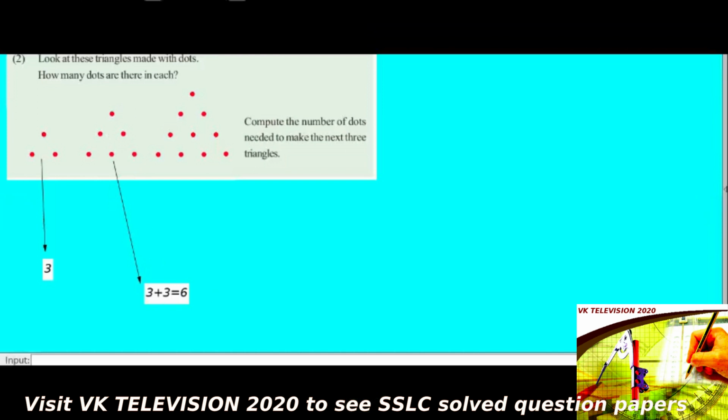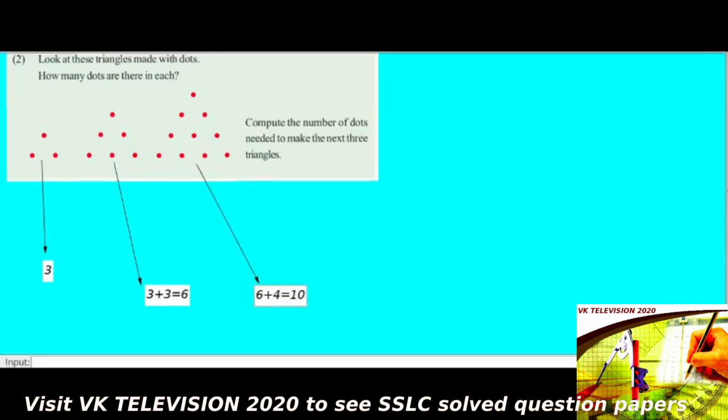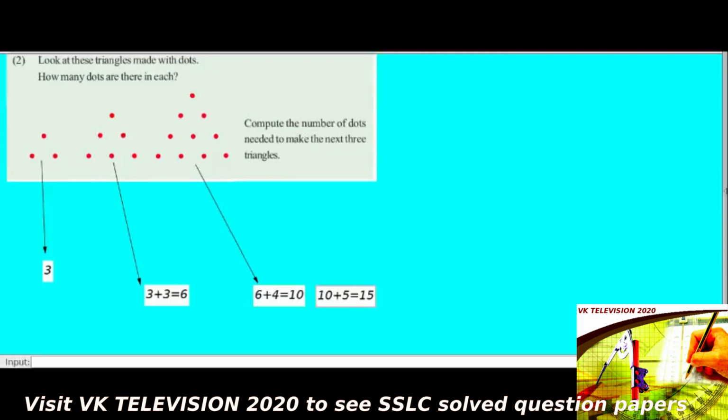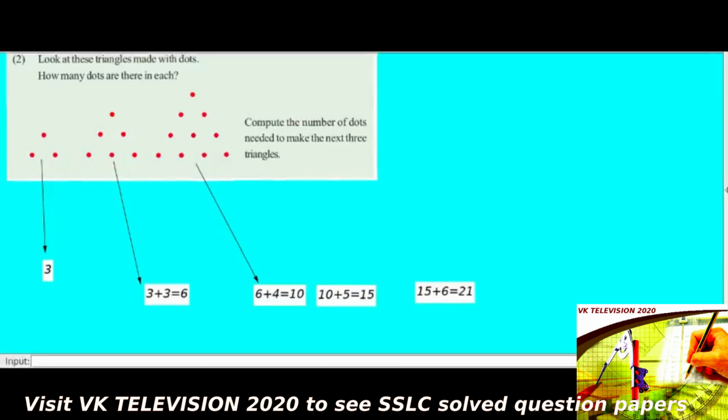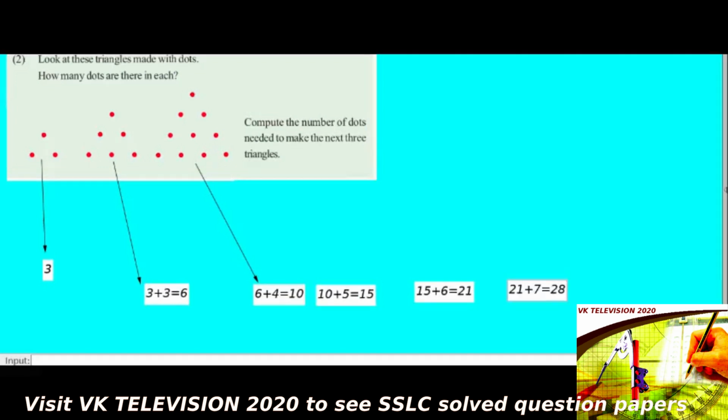Then what is the number of dots in the third figure? We have 6 dots, plus how many? 4. 6 plus 4 is equal to 10. The next one: 10 plus 5 is equal to 15. Next figure, 15 plus 6 is equal to 21. The next, 21 plus 7 is equal to 28.